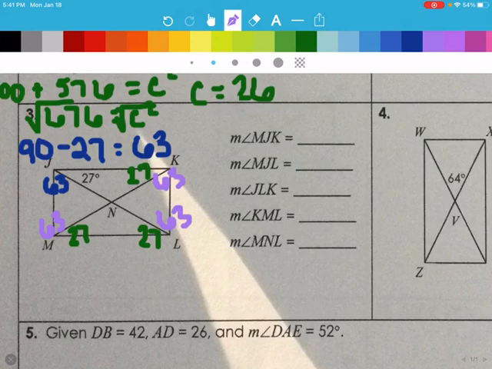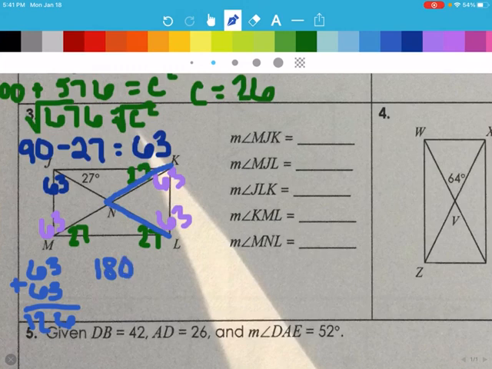I have a feeling they're going to ask me about the angles here, so let's just go ahead and start solving for them. Why not? Let's just pick this one. We have this triangle. Two angles are 63, so 63 and 63. Let's add those together. 3 and 3 is 6, 6 and 6 is 12. Subtract that from 180. You should get 54.